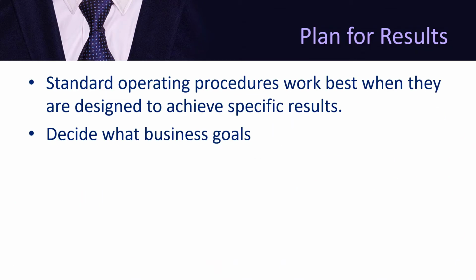Plan for result: standard operation procedures work best when they are designed to achieve specific results. Decide what business goals will be achieved through better management with SOPs and how those goals will be measured. Many benchmarks exist in the industry to help measure quality and efficiency in specific areas.